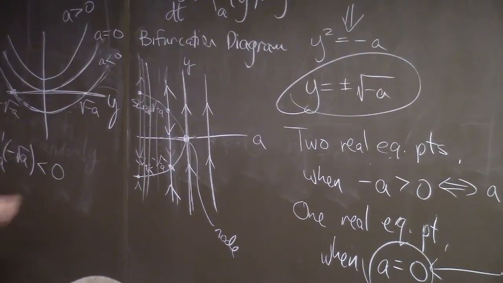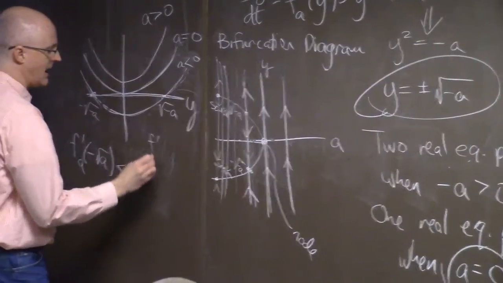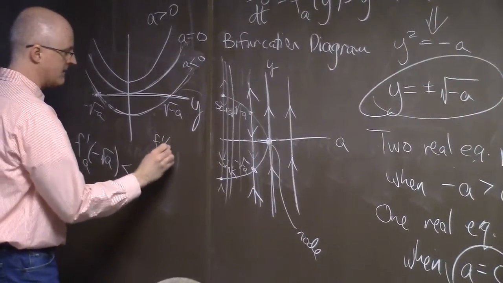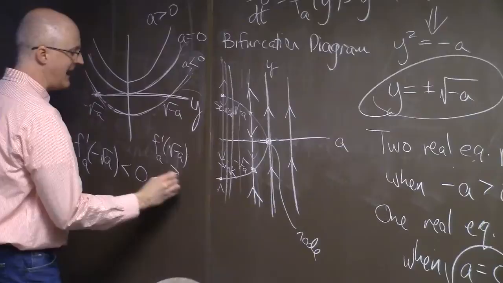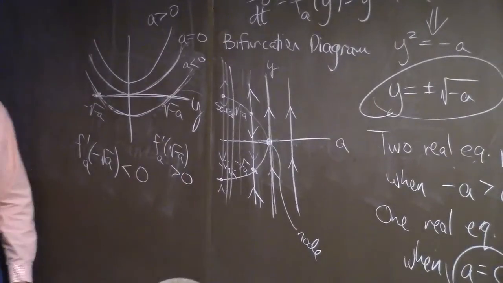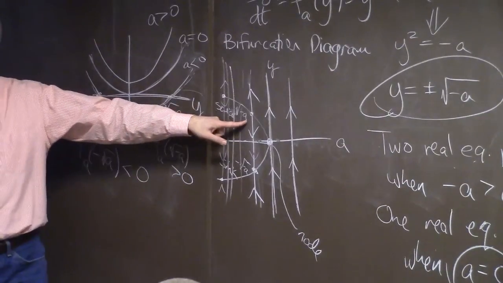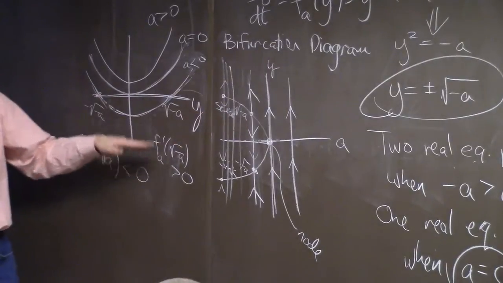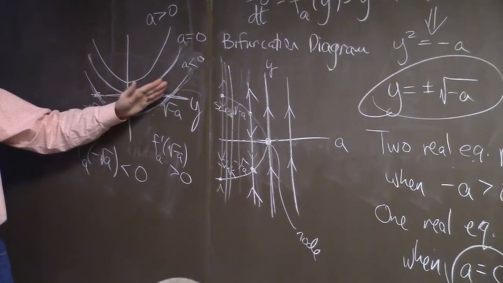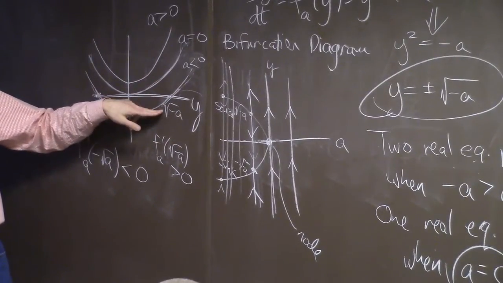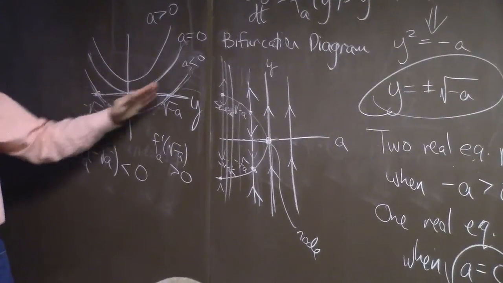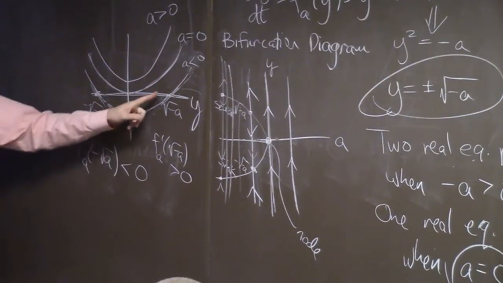Linearization for this one says that since f sub a prime of square root of negative a is positive, the slope there is positive, that's going to mean that this equilibrium point is a source. Which again makes sense because the fact that that slope is positive means you're going to go from a negative value to a positive value as you pass through that equilibrium point value.